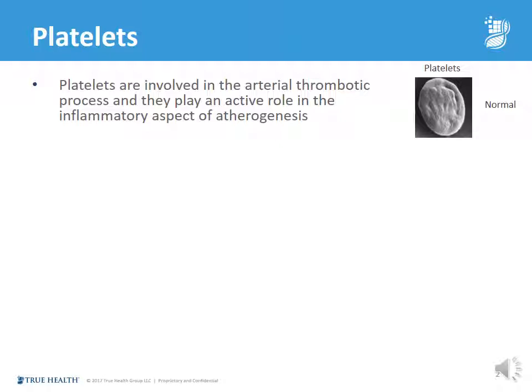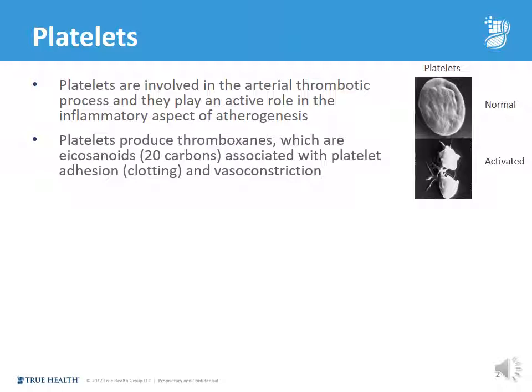Platelets, one of which can be seen on the upper right of the diagram, are normally involved in the arterial thrombotic process and play a very active role in the inflammatory aspect of atherogenesis. Platelets produce many molecules, including thromboxanes, which are eicosanoids, meaning 20-carbon fatty acids, associated with platelet adhesion, meaning clotting, but also arterial vasoconstriction. And you see the second graphic, which shows activated platelets.